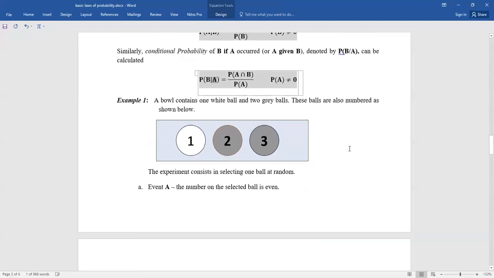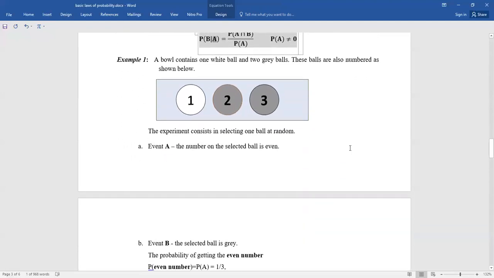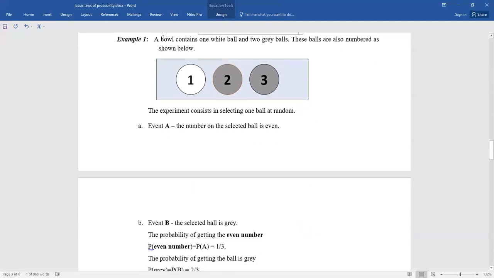Let us do a simple math. There is a bowl or box containing one white ball and two gray balls. The balls are numbered 1, 2, 3. The white ball is 1, a gray ball is 2, and another is 3. This is given in the question paper. So there are 3 balls in a box or in a bowl: 1, 2, 3. 1 is the white ball, 2 and 3 are the gray balls.